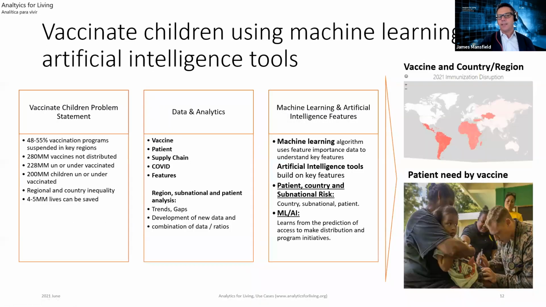And this is just another illustration of the problem statement, right? If we go left to right, the problem statement, as I said, why we think it's important, is that 48 to 55% of vaccine programs are suspended. It's 200 million children, and when vaccines were being used, there were 4 to 5 million lives that could be saved, right? I think the number of lives saved, or lives impacted, would be more than that, given that many more children are not vaccinated, and the rate of infection of those diseases is quite high. And they're all preventable. So I think it's a good opportunity.